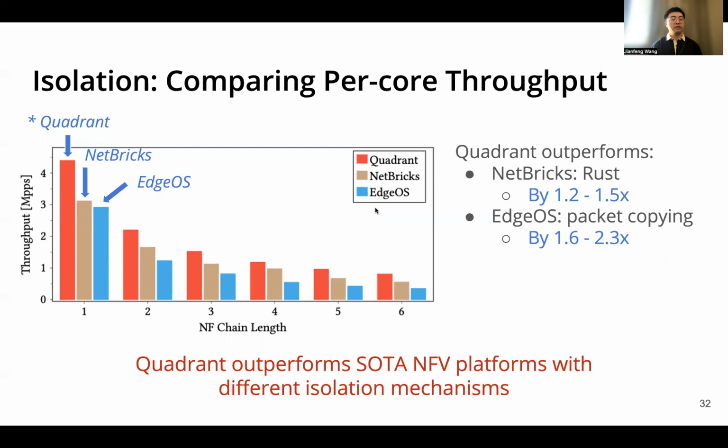The x-axis is the network function chain's length, and the y-axis is the per-core throughput achieved by the network function virtualization system. As I mentioned before, NetBricks achieves isolation by using a safe language, Rust, and EdgeOS sacrifices performance by copying packets with a software switch. Quadrant achieved per-core throughput that is up to 1.5 times higher than NetBricks and 2.3 times higher than EdgeOS. We find that Quadrant's isolation performance is great. Our isolation mechanism is general to support third-party network functions.